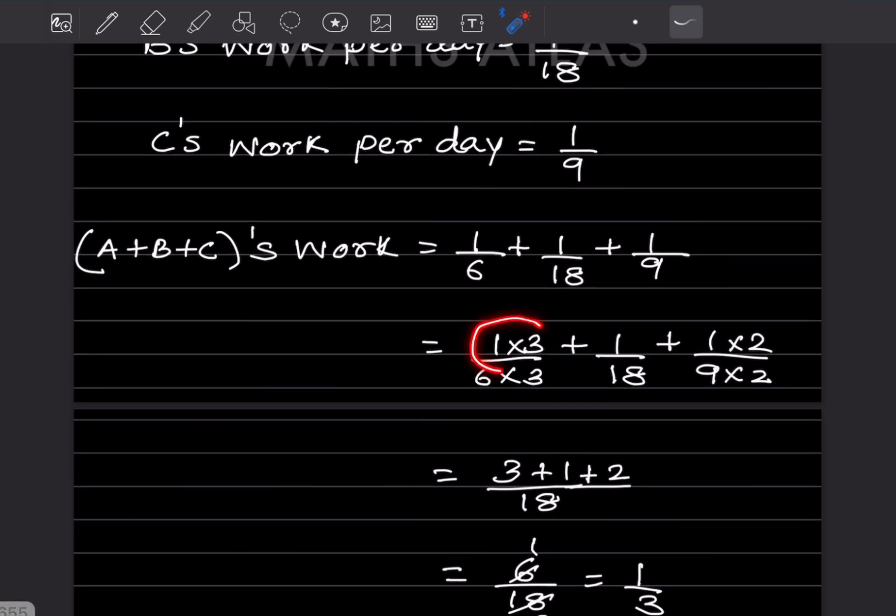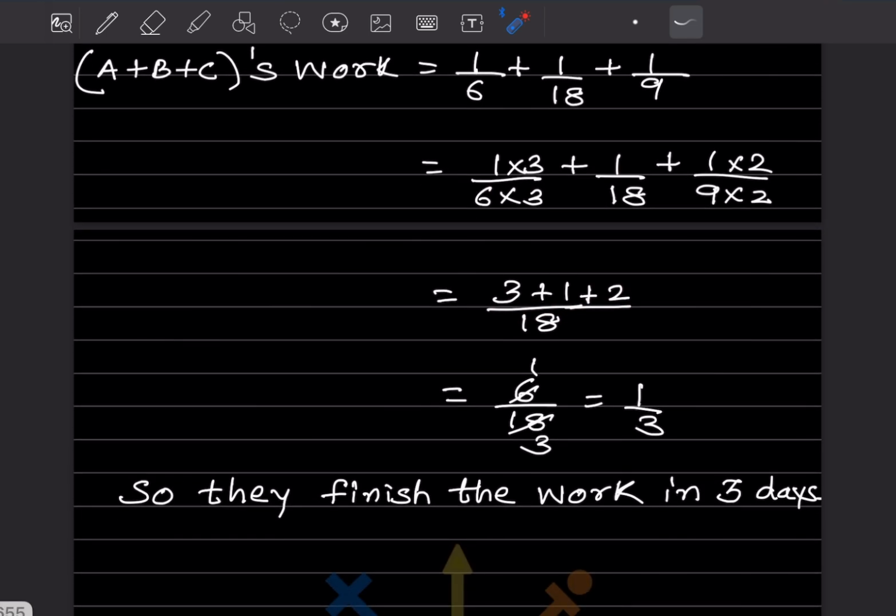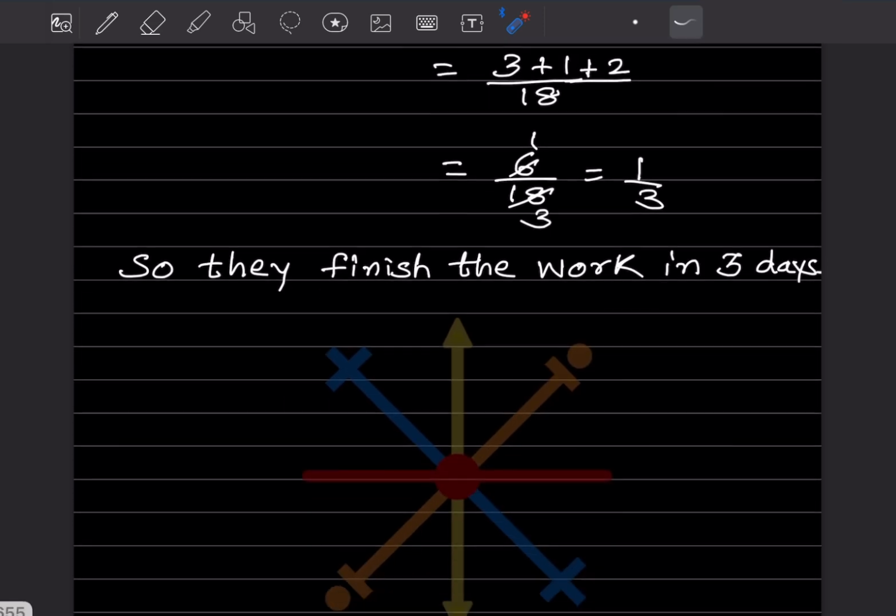So now this will be 3 plus 1 plus 2 by 18. So this is going to be 6 by 18, that is going to be 1 by 3. So they finished the work in, this is n, that is going to be 3 days. So they finished the work in 3 days.